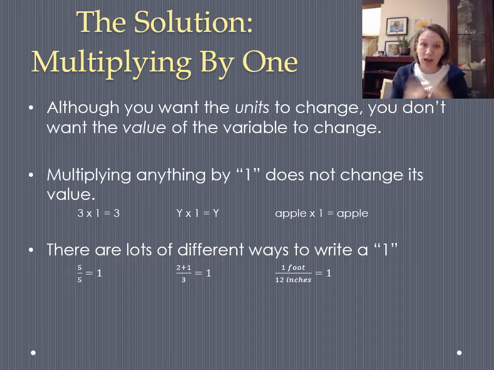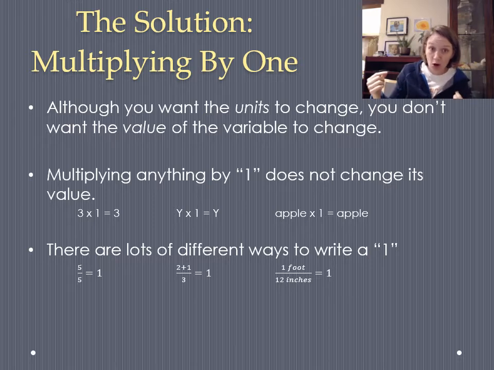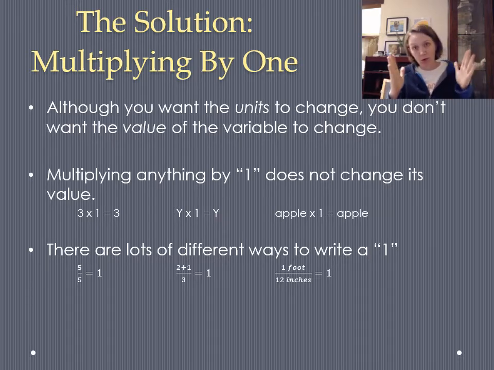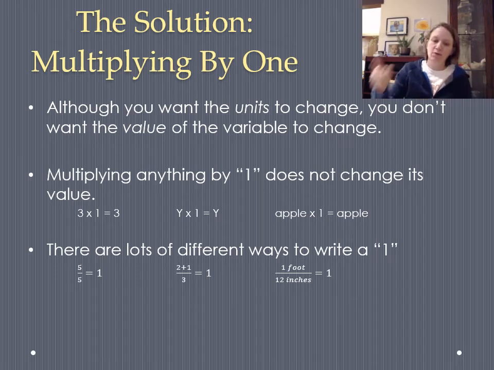And it's true when we have units on things as well. So, for example, 1 foot doesn't look a lot like the words 12 inches, but we know that those are equivalent to each other. We know that in 1 foot there's 12 inches. And so if 1 foot equals 12 inches, then 1 foot divided by 12 inches is going to be equal to 1.